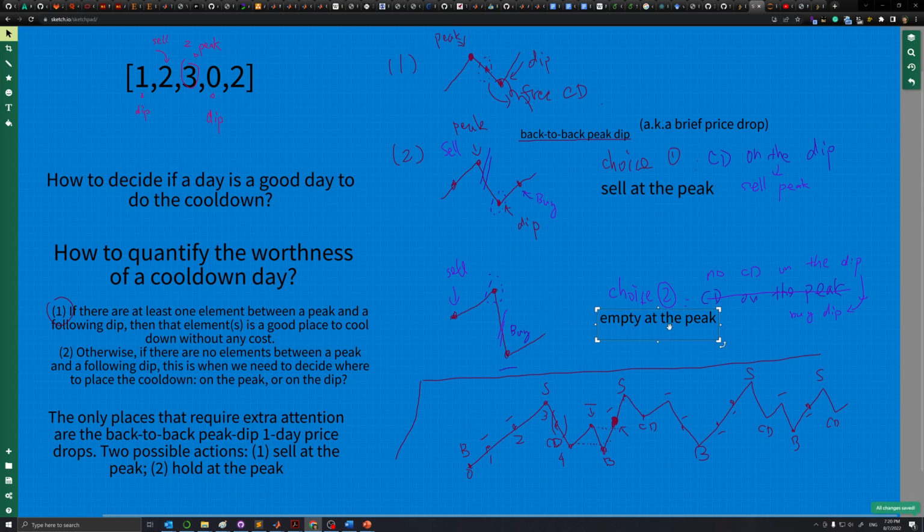But what does no CD on the dip mean? It means buy dip, right? If it means buy dip, does it mean anything about the peak? Buying the dip doesn't indicate anything about the peak, right? If there's no CD on the dip, we are free to buy the dip, which we will do.